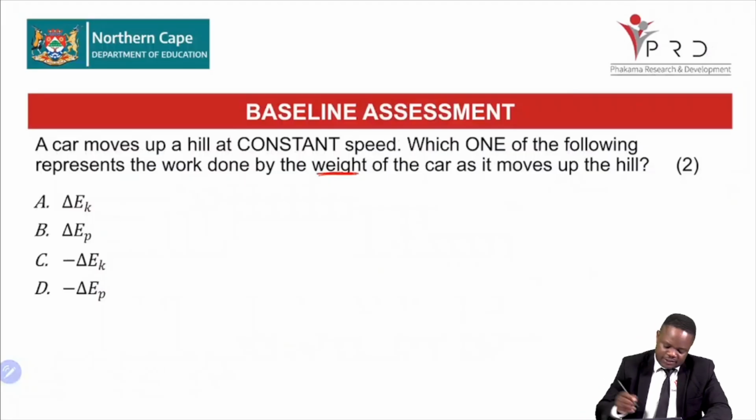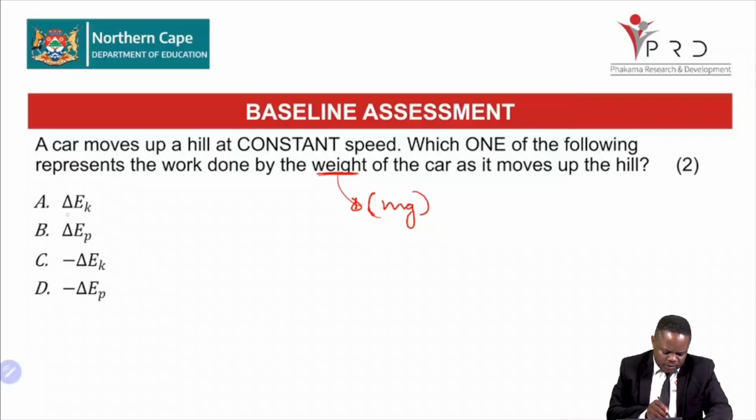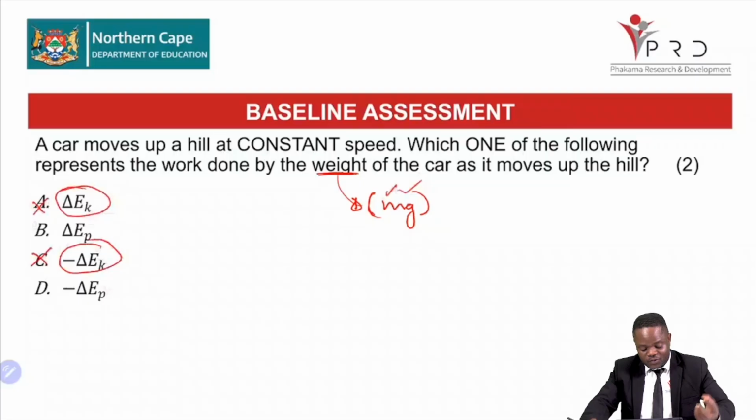Right. So already that word weight, you're already thinking of mass times acceleration due to gravity. And if you check, there is nothing to do with velocity and so on. So change in kinetic energy, you cancel them out. You're dealing with potential energy. You're concentrating on the what? On the potential energy. So which one is going to represent the work done by the weight of the car?